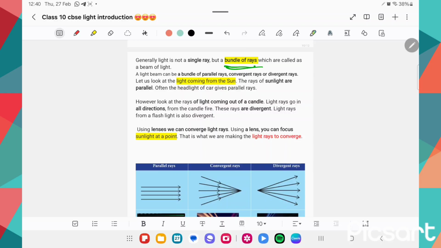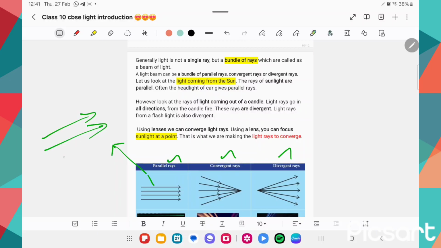For example, if you take a packet of chips, in one packet, 10 to 15 grams of chips will be present. Likewise, light is always traveling in a bundle. It is not a single ray, but a bundle of rays. In that we are classified into 3 types: parallel ray, convergent ray, and divergent ray. The parallel rays travel like this. The beam of light will travel like parallel.